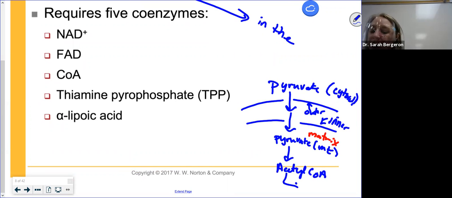Now that acetyl-CoA can go into the citrate cycle, right? And go through all those different reactions. So we're in the mitochondrial matrix.